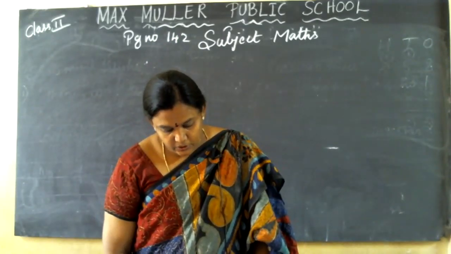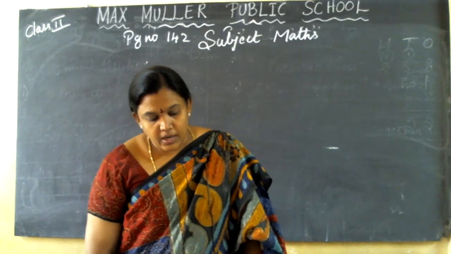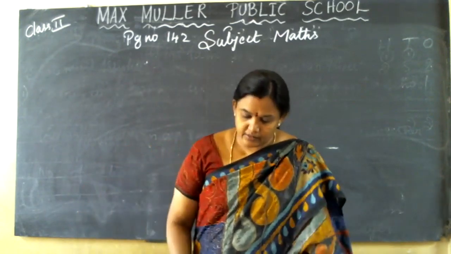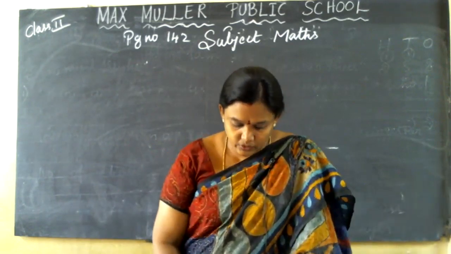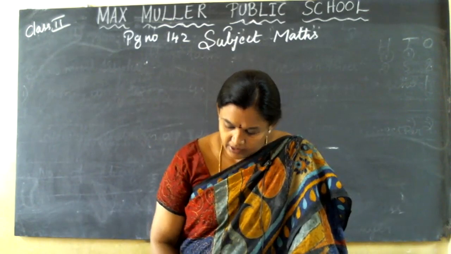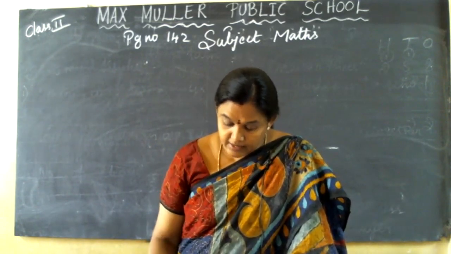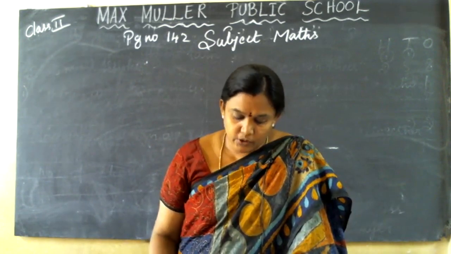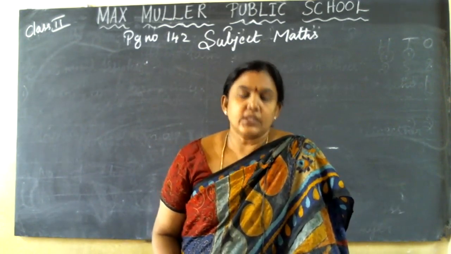This class, we will do page number 142, exercise 7, exercise 8, and exercise 9. See children, exercise 7 has 2-digit numbers. Exercise 8 also has 2-digit numbers. Exercise 9 has 3-digit numbers. Same only, we will do addition fast.